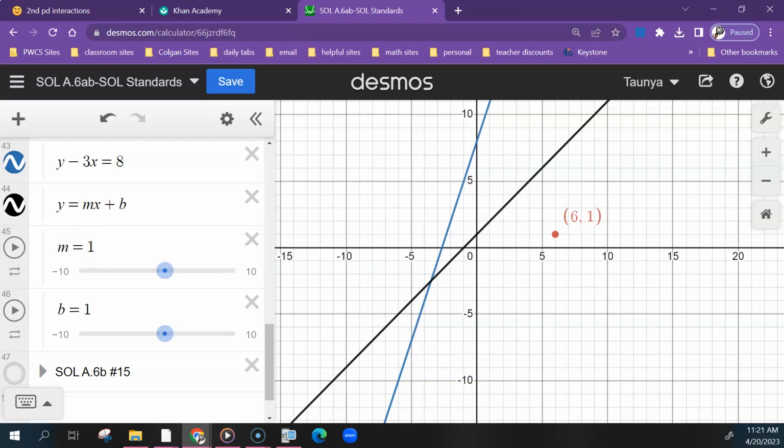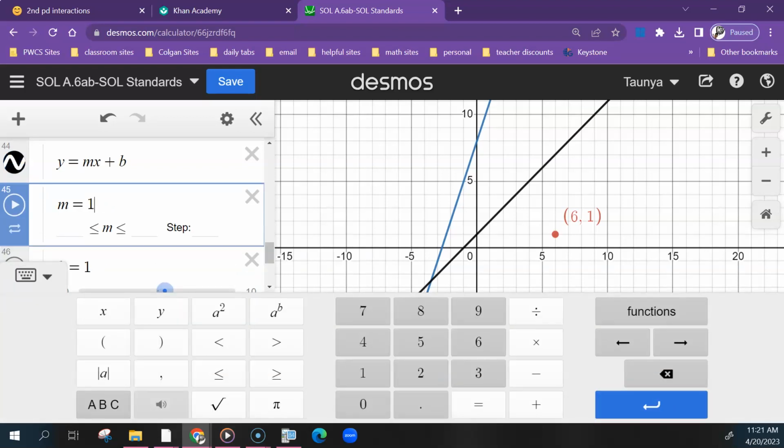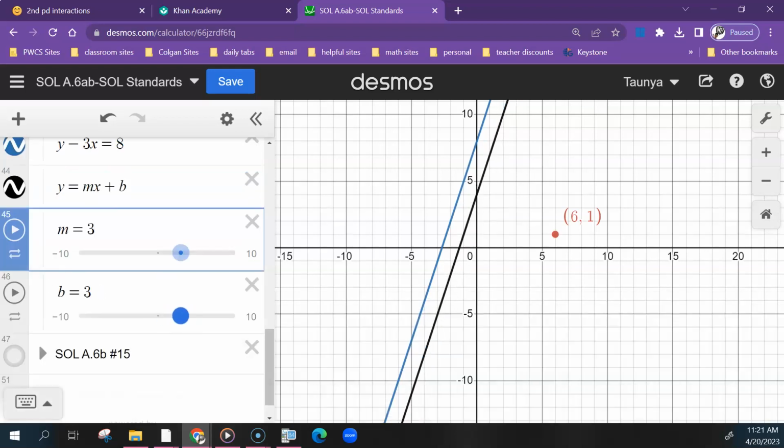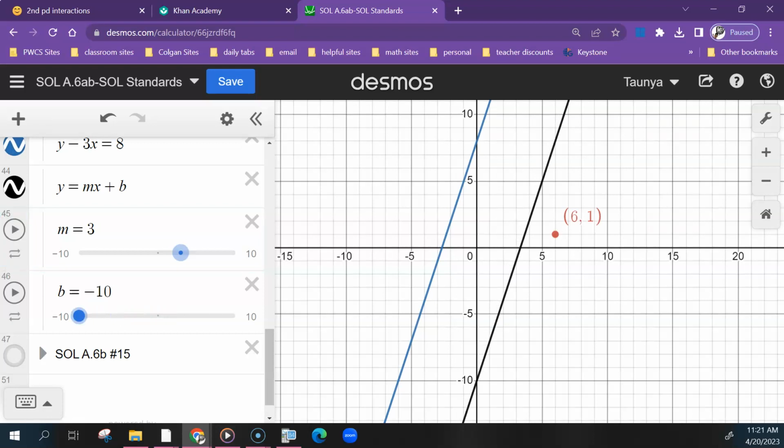You would have to count the slope of this line, though, and know that it's 3. That way you can change this to 3. And then change your y-intercept so that it goes through that point.